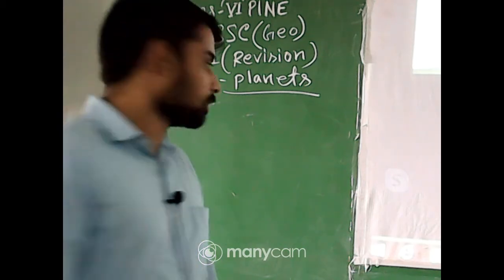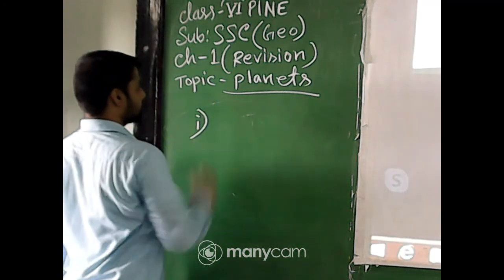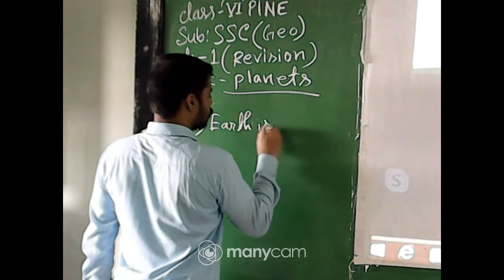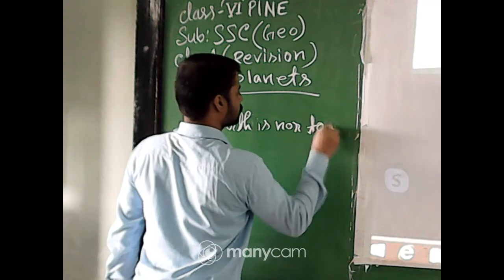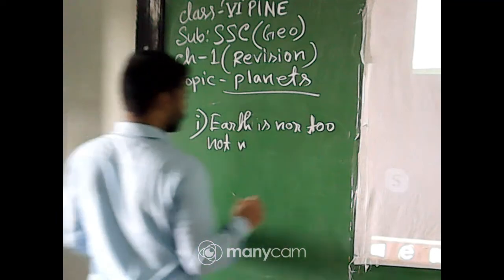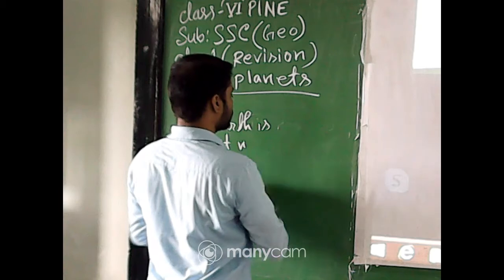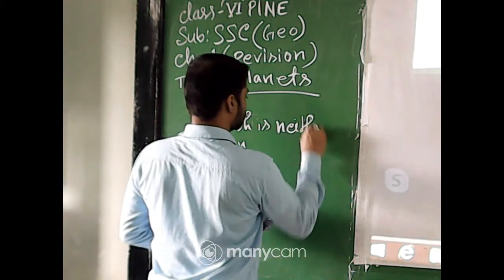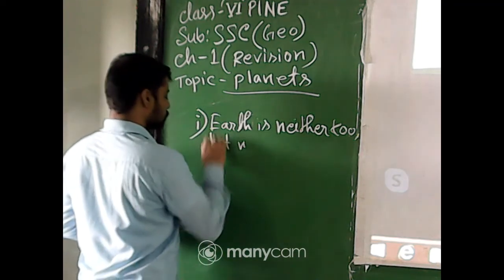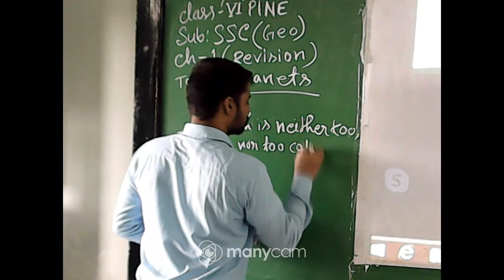So, what are the reasons for life existing on Earth? Number 1, Earth is neither too hot nor too cold. Number 2.